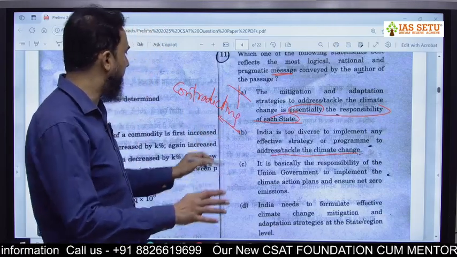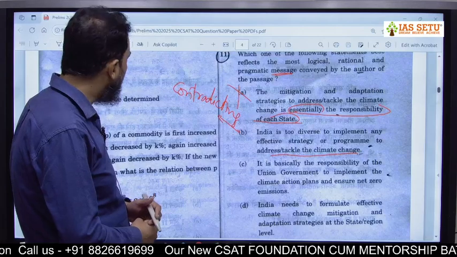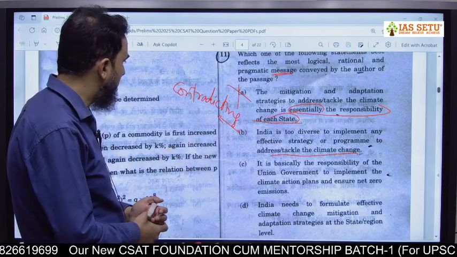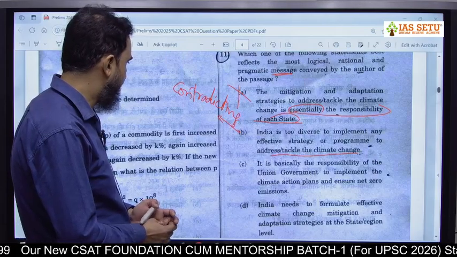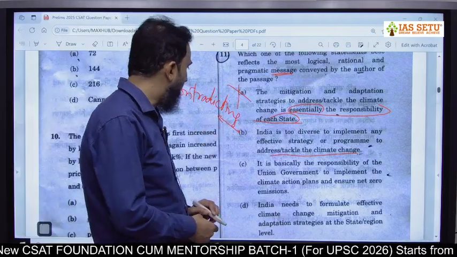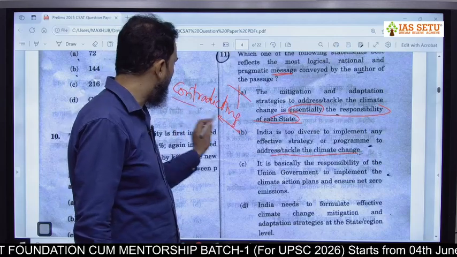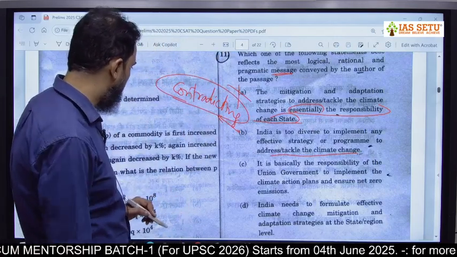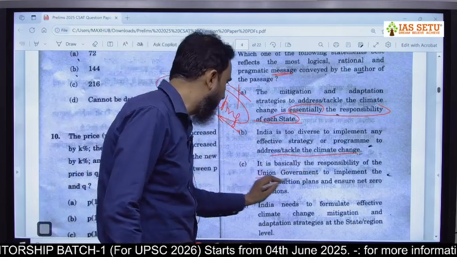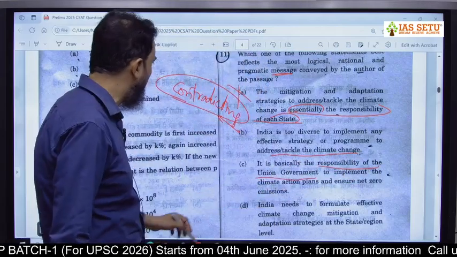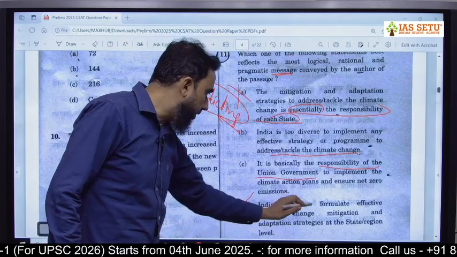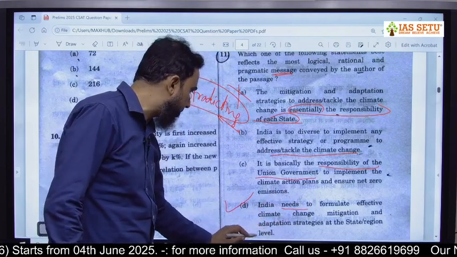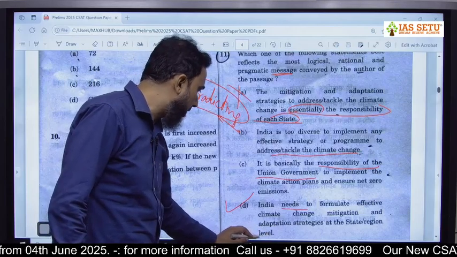The author says that each state has distinctive problems, and at the same time it has opportunities. So an effective strategy is not ruled out, and a main idea or message cannot be contradicting. The correct option should always support or represent the passage. C says it is basically the responsibility of the union government. Again, we don't know the responsibility of the state or union government. We are left with option D, which is India needs to formulate effective climate change mitigation and adaptation strategies at the state or region level.